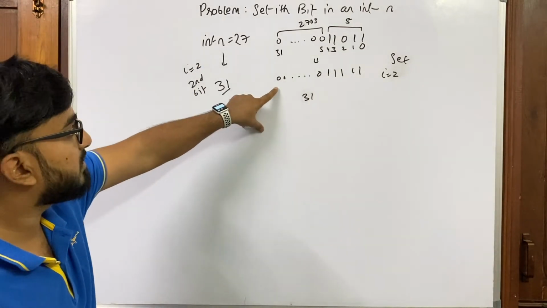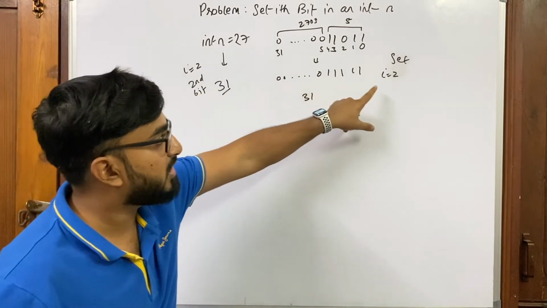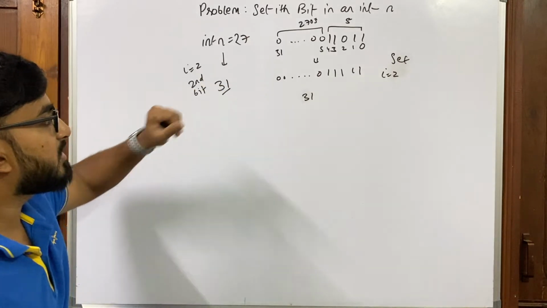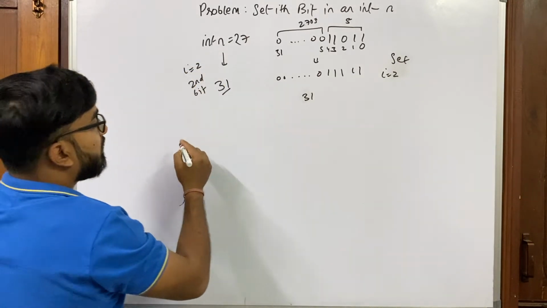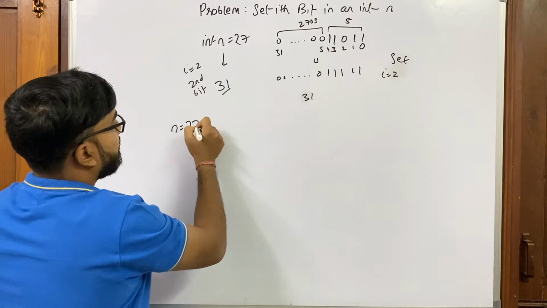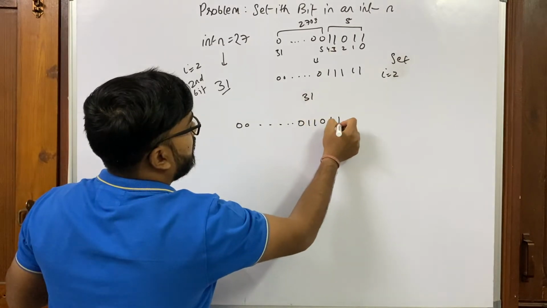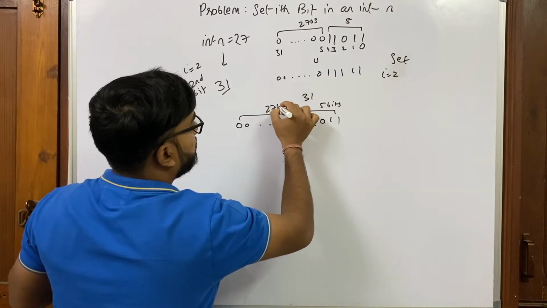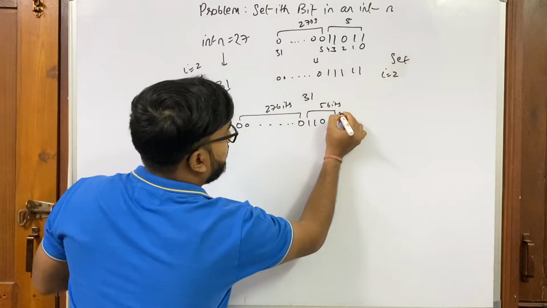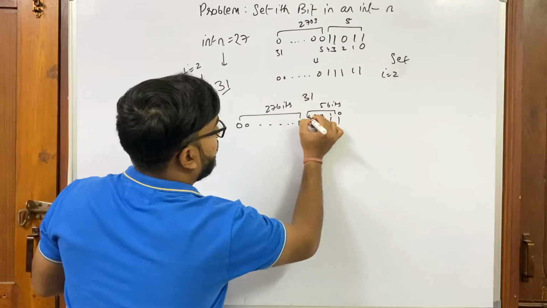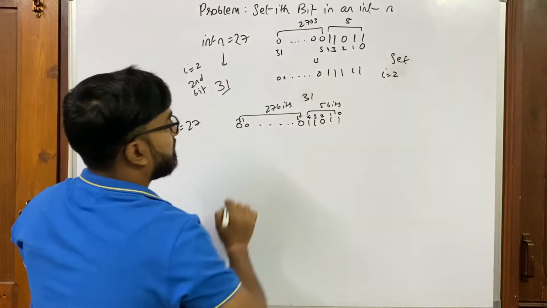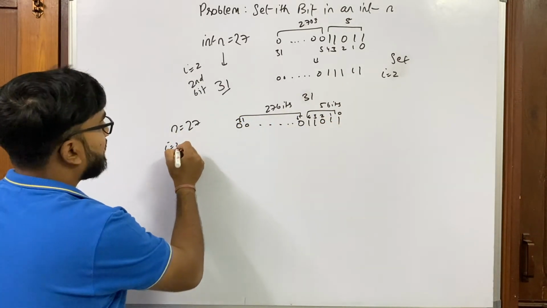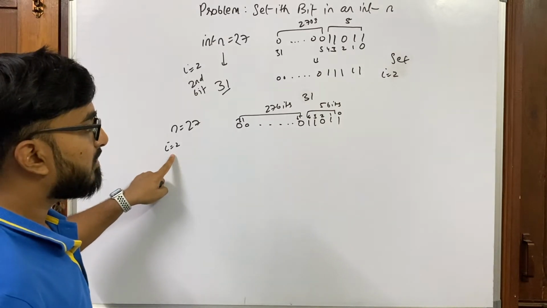So how do we achieve this? For this i equal to 2, we'll see how. Let me write the bits for n equal to 27 here. So n equal to 27 is 11011. These are 5 bits and these are 27 bits, a total of 32, with bit numbers 0, 1, 2, 3, 4, 5 up to 31. I equal to 2, so basically I want to set the second bit.